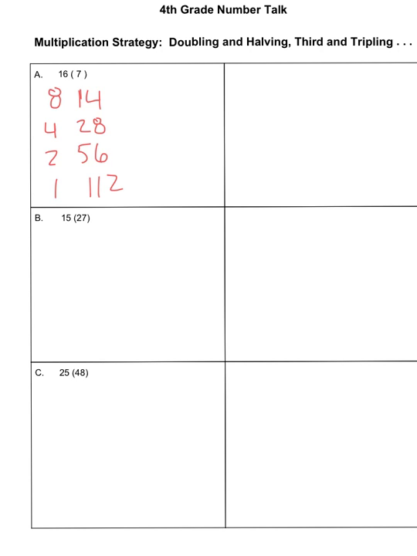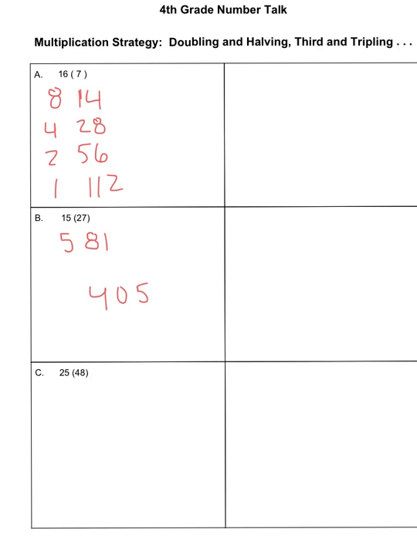Now, 15 times 27. Well, they're both odd numbers. So it's like, well, wait a second. If I halve either one of them, I'm going to get a fraction. So what if we tripled one? So what if we did thirds and tripling? So let's look what happens. What's 15 divided by 3? That would be 5. 27 times 3 would be 81. And then if we think about that, 5 81s is 405.